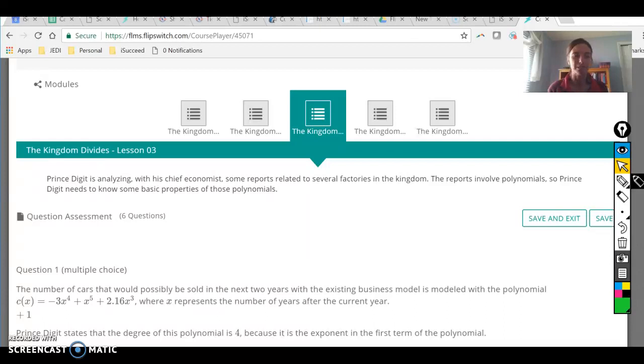Prince Digit is analyzing with his chief economist some reports related to several factories in the kingdom. The reports involve polynomials, so Prince Digit needs to know some basic properties of those polynomials.